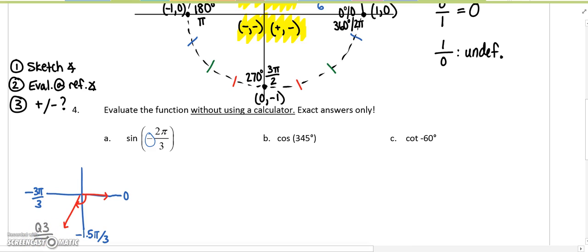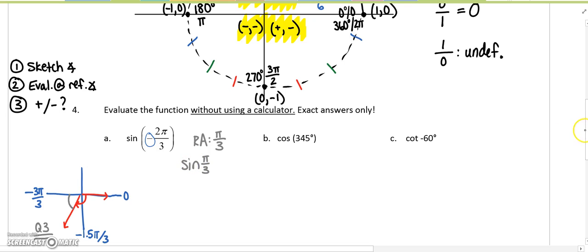Now I'm going to evaluate this at the reference angle. So the reference angle is right here. That's between negative 2 pi over 3 and negative 3 pi over 3. So the difference would be just pi over 3. So I'm going to evaluate it at the reference angle. So sine of pi over 3.